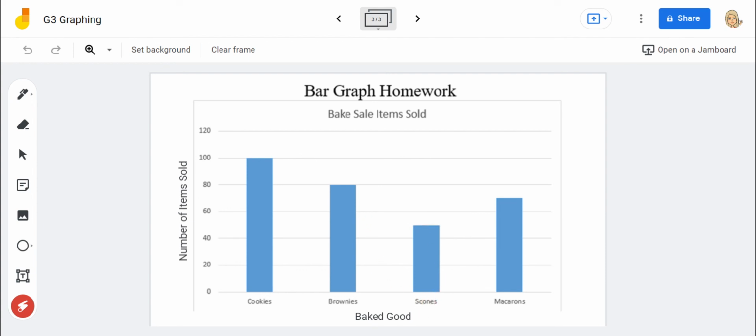And that's how we can read a scaled bar graph. By looking at the scale, we can more accurately read bar graphs.